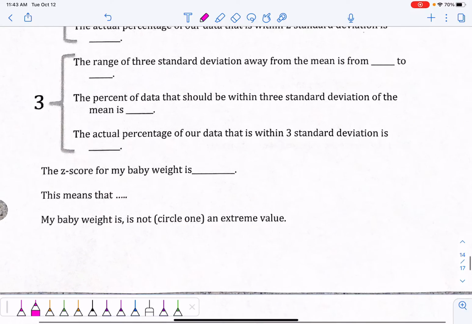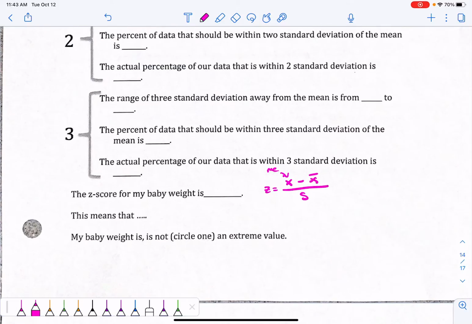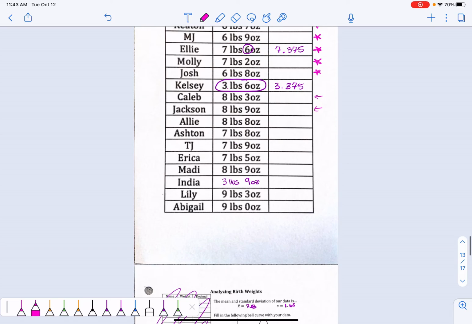Okay, Z-score. To find the Z-score for your baby weight, the formula for Z-score is your value, so this is your value, and then you subtract the average, and you divide by the standard deviation, and that tells you how many standard deviations you are away from the mean. So you, Maddie, were 8 pounds 9 ounces.